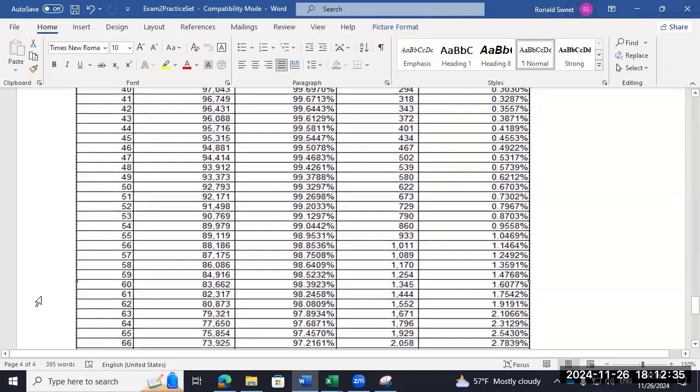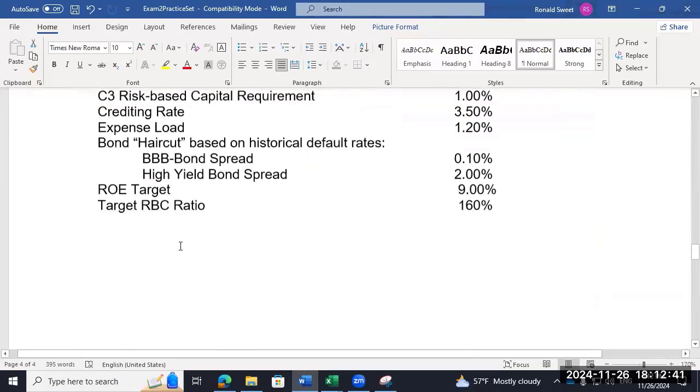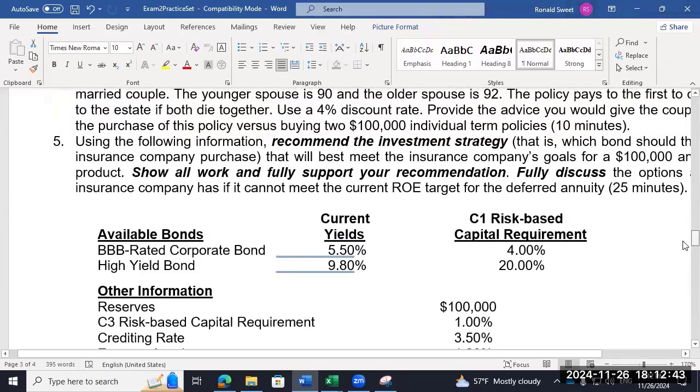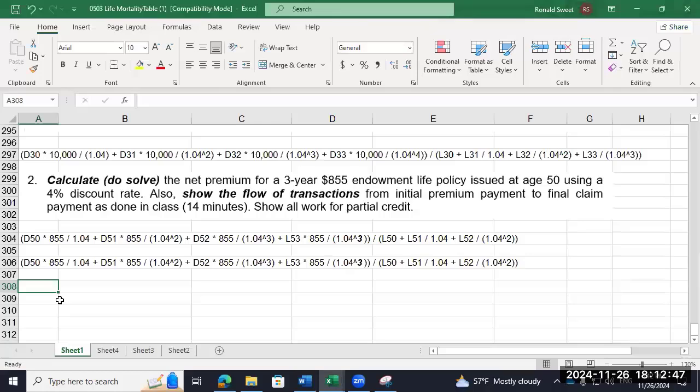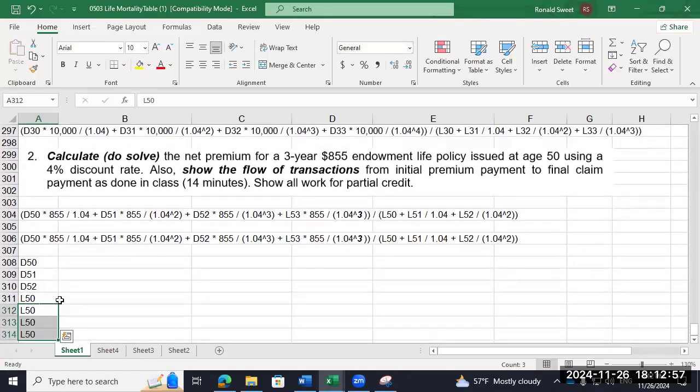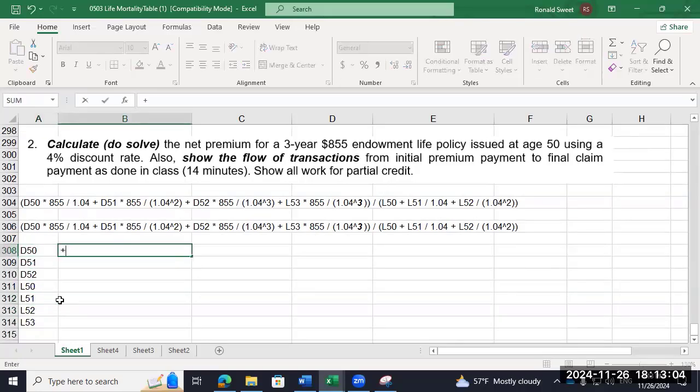Nakash, I don't know if you have the table in front of you. You can write them down real quick. You can see it. All right. So hopefully you all have access to that table. So I'm going to bring it in Excel so I can see it a little better. You can't do this on the exam, but you got D50, 51, and 52. And you got L50, 51, 52, 53.